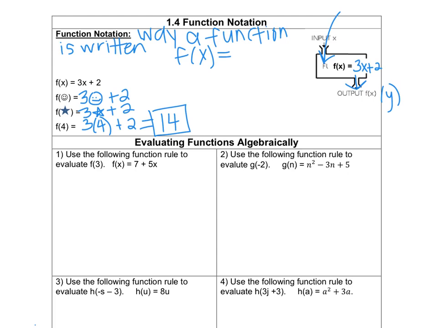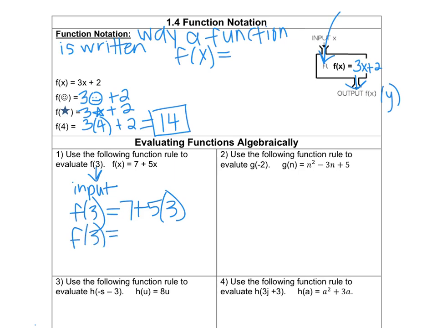Use the following function rule to evaluate f of 3. So 3 is going to be what I'm putting in place of x. So I'm going to replace the x with the 3. So I could write this as f of 3 equals 7 plus 5 times 3. I'm putting 3 in place of x. And then you just need to evaluate it. So f of 3 would equal 5 times 3 is 15, and then 15 plus 7 would be 22.